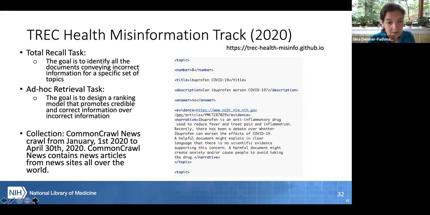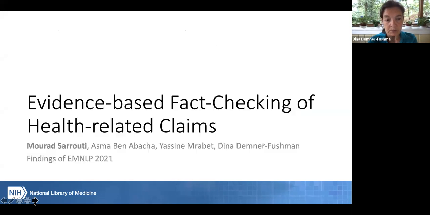They had these two tasks in 2020, the total recall, where you had to find all the information for a specific topic, and also the ad hoc, where you had to promote the trustworthy information. And we participated with the usual metrics. We were sort of in the middle of the pack. The one conclusion that we had, and that was Murad Saruri, who was a postdoc in the lab at the time, that we do not have enough training data for the task.